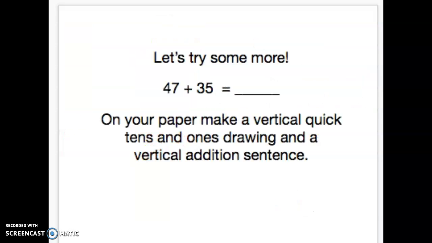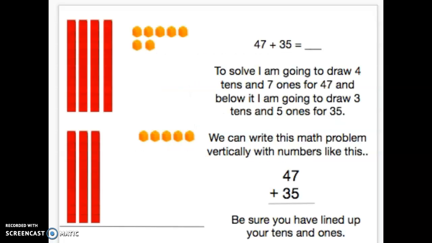Let's try some more. 47 plus 35. On your paper, make a vertical quick tens and ones drawing and a vertical addition sentence. To solve, I'm going to draw 4 10s and 7 ones for 47. Below it, I'm going to draw 3 10s and 5 ones for 35. We can write this math problem vertically with numbers like this, 47 plus 35. Be sure you have lined up your 10s and ones.